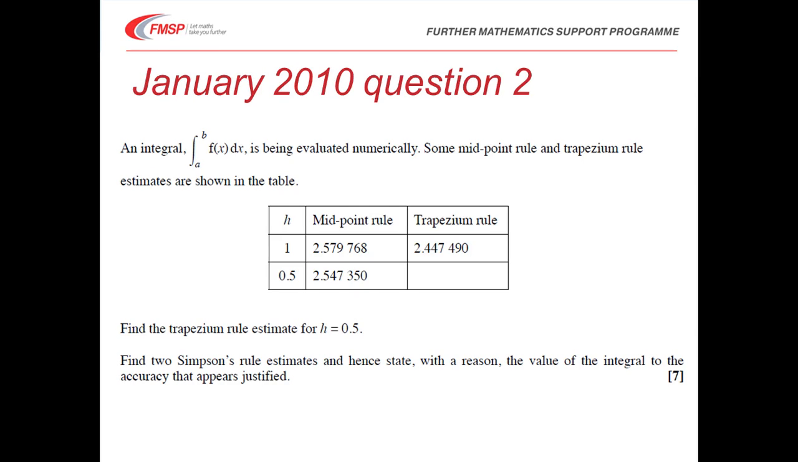So the first question we've got here is from January 2010. It's question 2, so it should be fairly straightforward, though there are 7 marks on it. They're not telling you what the integration is, they're just giving you values that have been previously calculated for the midpoint and trapezium rule in the table, with the midpoint rule for a gap of 1 and then for gaps of 0.5. It wants you to work out the next trapezium rule to start off with, then find some Simpson's rule estimates, and then state what the value of the integral is likely to be.